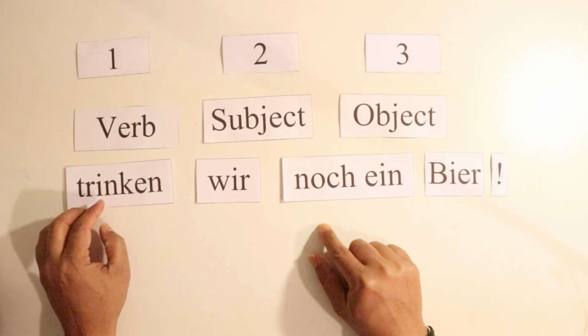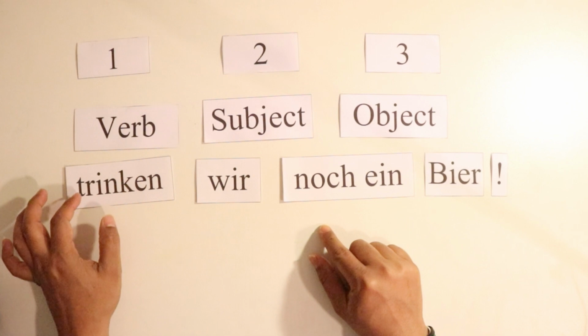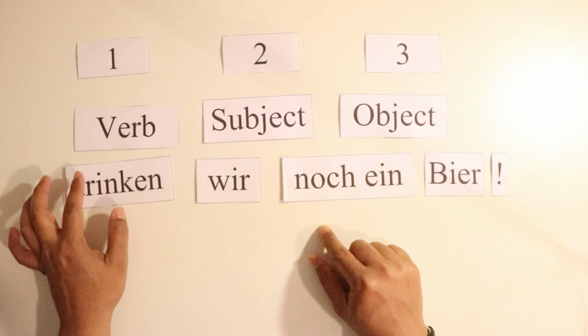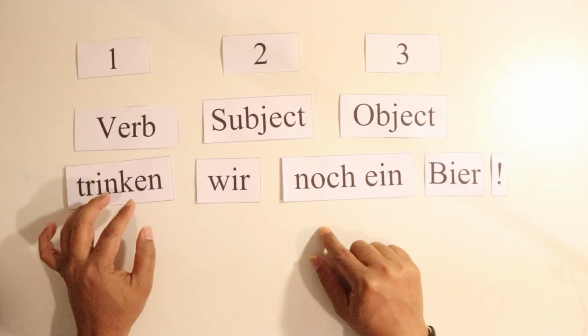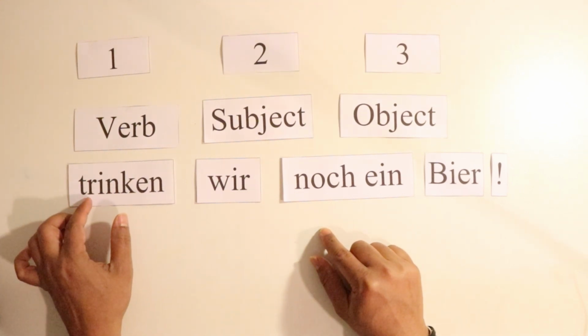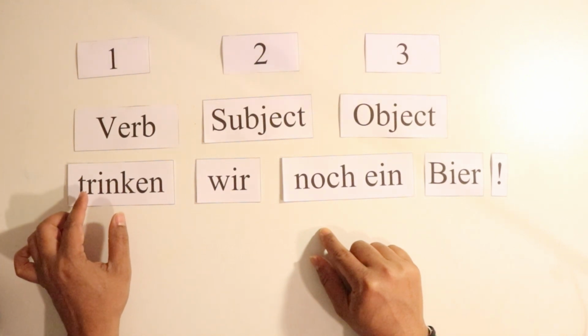Don't forget to write the T here as a capital letter because we are starting the sentence with this verb. Normally a verb will always be written in small letters, but here the verb is placed in the first position, so the T will be written in a capital letter.